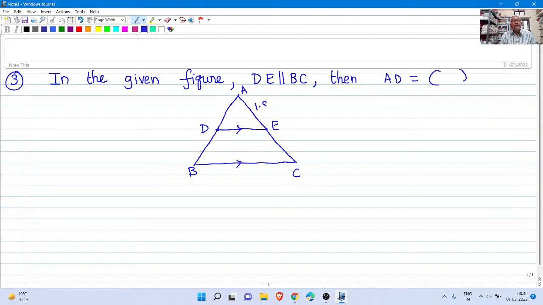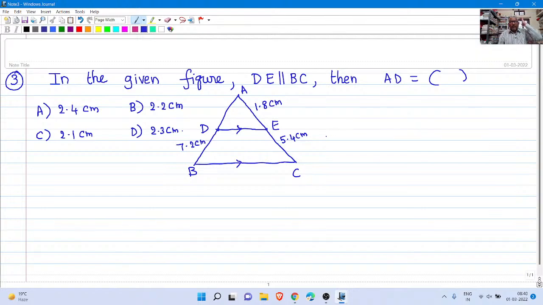This is 1.8 centimeters. This is 5.4 centimeters. So BD is 7.2 centimeters. Then AD we need to find out. See here, option A is 2.4 centimeter. Option B is 2.2 centimeter. Option C is 2.1 centimeter. Option D is 2.3 centimeter.